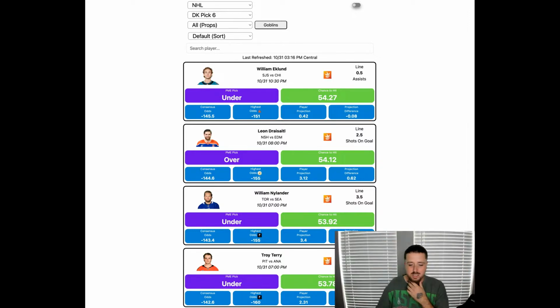I made an H-Town Halloween slip with the Rockets and Texans. That's what's up. Good luck. Jabari Smith over 6.5 rebounds. Last one is a good one on DraftKings Pick 6. Jabari Smith. Let me see.